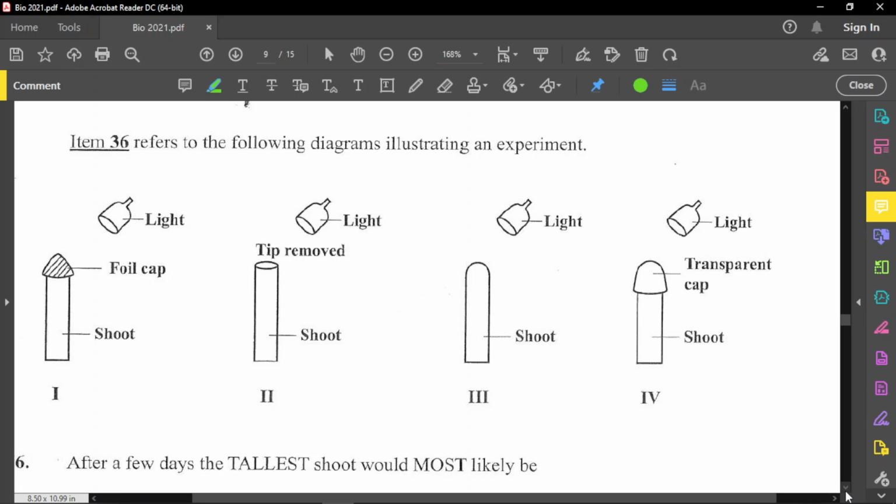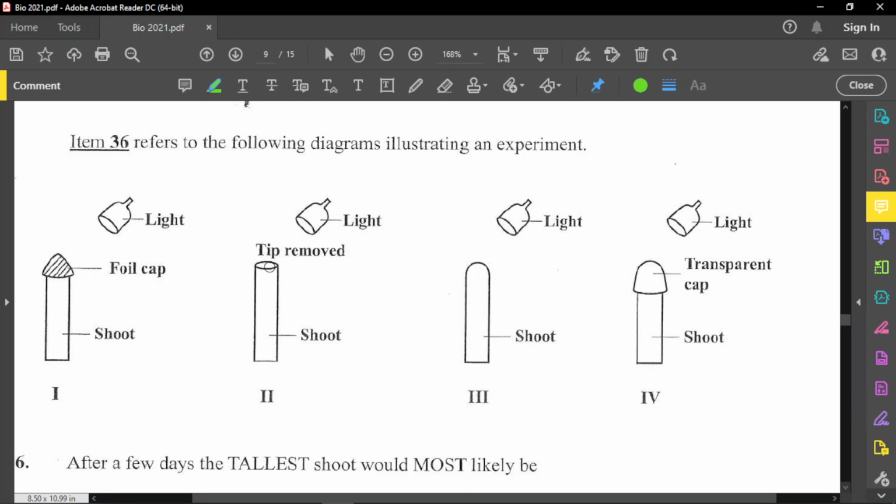Now, in experiment number 1 here, we have light, we have a foil cap, we have a shoot where the tip is removed. And by looking at it, you know that this is testing auxin, because auxin will be in the tip of shoots, right? You cover it with a foil cap, the auxin will be equally distributed in that, because light will not be able to penetrate it. And remember that auxin concentrates on the darker side of plants, right?